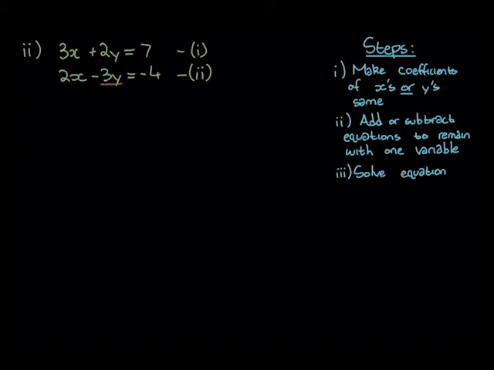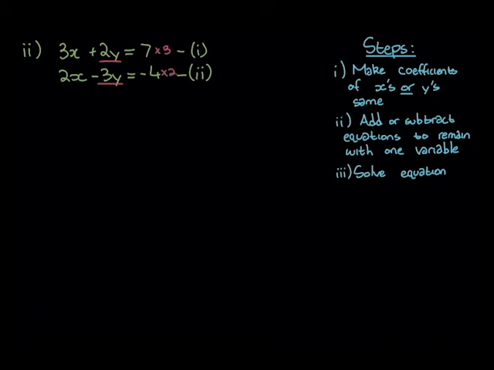Because I feel like the difficulty level will be the same for both, I'll just pick y. So we're going to make the coefficients of y's the same. To do that, I would have to find a common multiple of 2 and 3, which would be 6. To make 2 equal 6, I would have to multiply by 3, and to make 3 equal 6, I would have to multiply by 2.